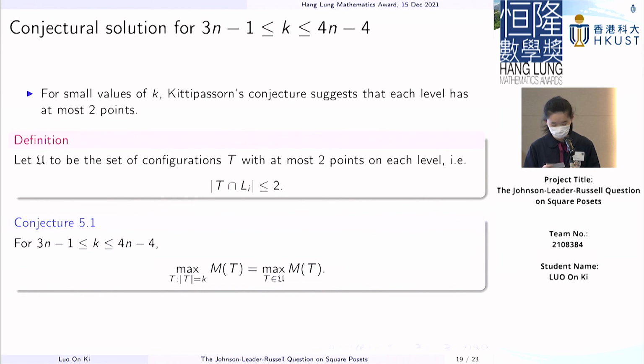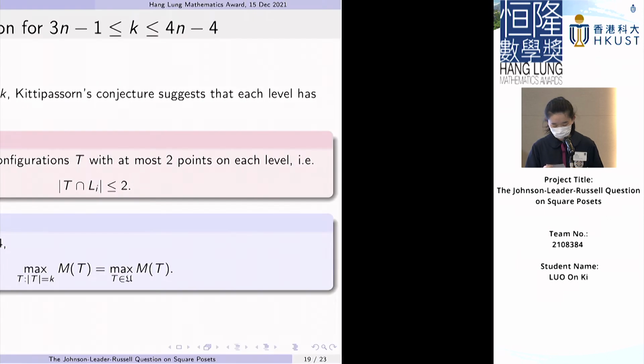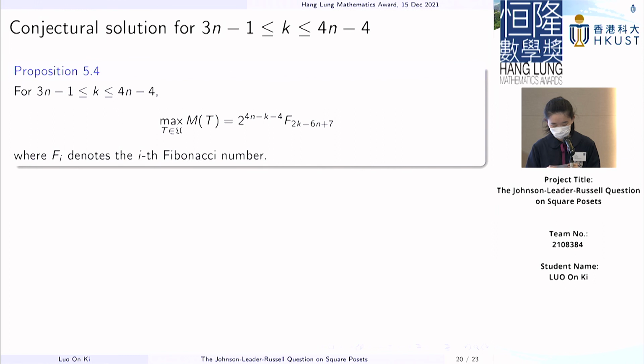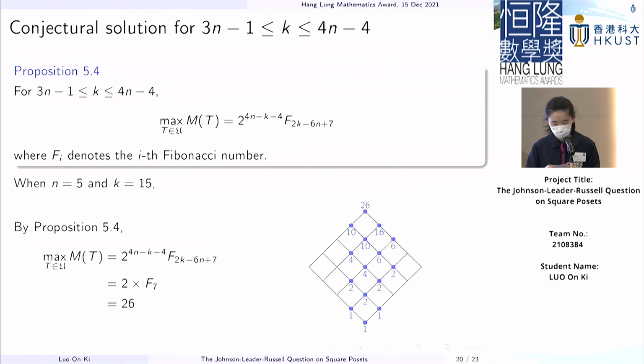This motivates us to calculate the right-hand side. In fact, it can be calculated by the following proposition. It is equal to a product of a power of 2 and a Fibonacci number. To illustrate this idea, consider an optimal configuration when n is equal to 5 and k is equal to 15. We can see that the maximum number of paths is 26. In the figure you can see that when one point connects to 2 points in the next level, the number doubles, and when 2 points connect to 2 points, the number of paths sums up like a Fibonacci number. So it's not surprising that we get the value in the proposition.